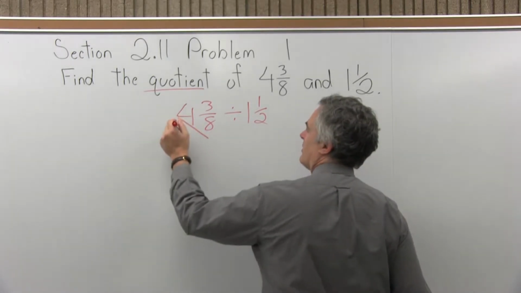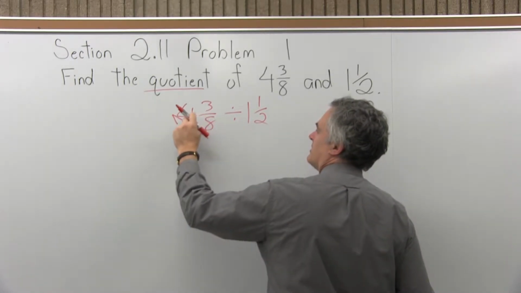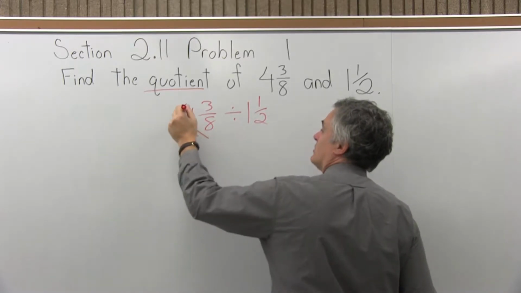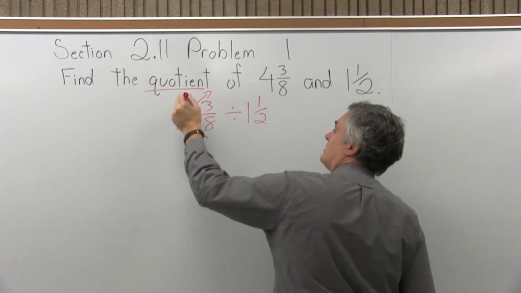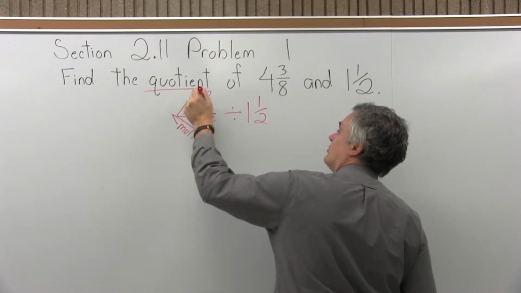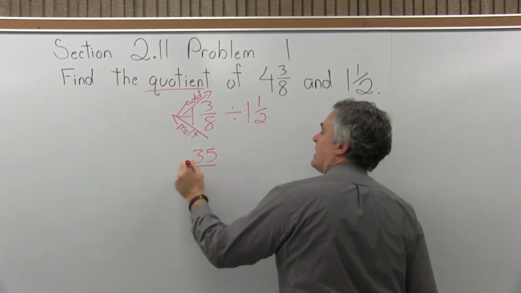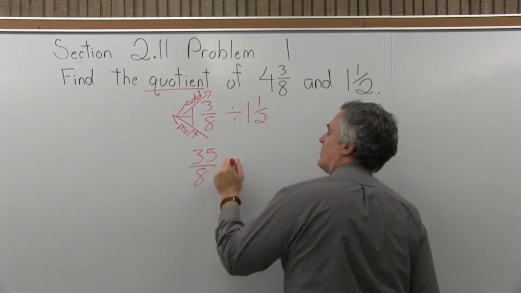And if you remember to do that, we're going to multiply the denominator times the number in front. That will be 8 times 4, which is 32. Take that result of 32 and add to the numerator: 32 plus 3 more is 35. So the first fraction can be written as 35 over 8.